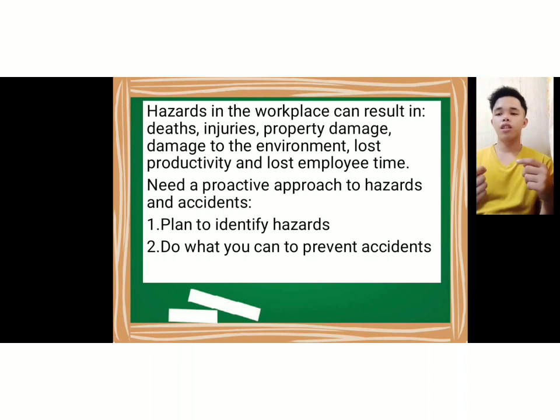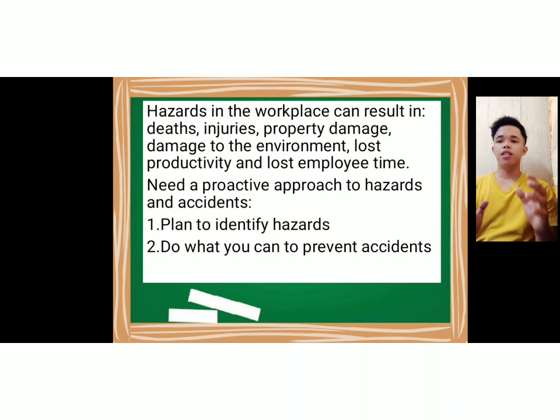Take a proactive approach to hazards and accidents. First, plan to identify hazards. Second, do what you can to prevent accidents. Proactive risk management means that you identify risks before they happen and figure out ways to avoid or reduce the risk. It seeks to reduce the hazard risk potential or, even better, prevent the threat altogether.